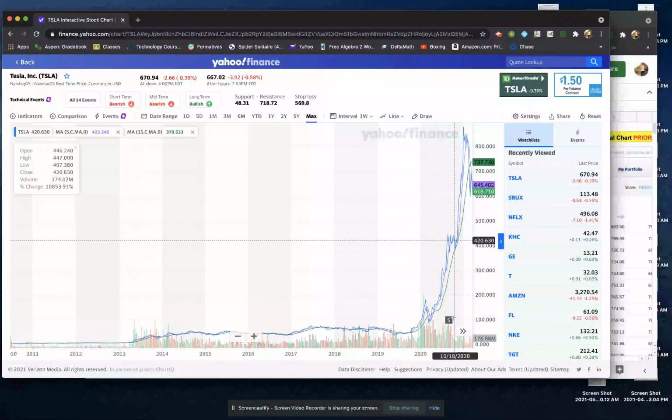So as you can see, Tesla only offered one stock split. And if you position your cursor on it, it even tells you what the split was, the 5-for-1, and the date it happened on, August 31st, 2020.